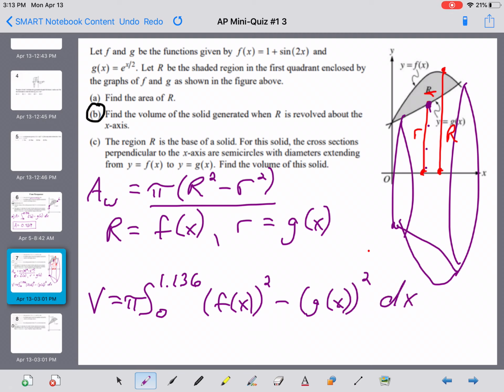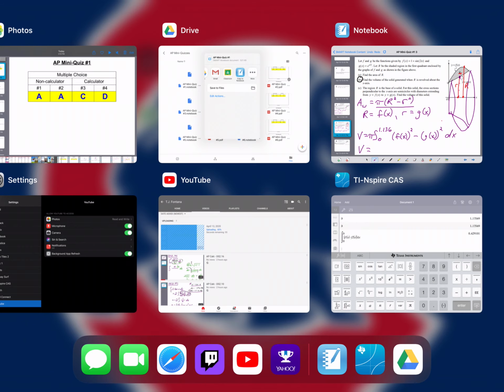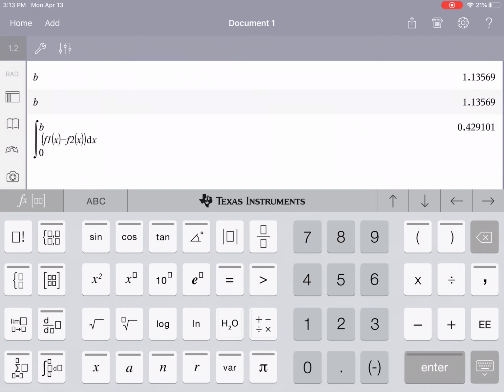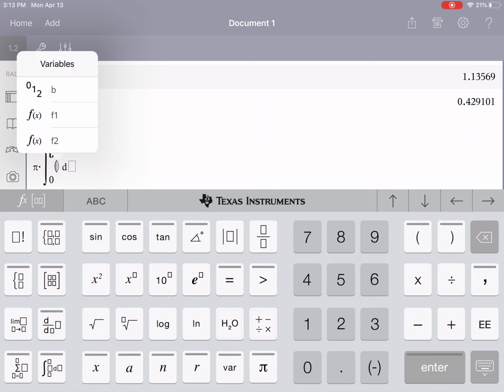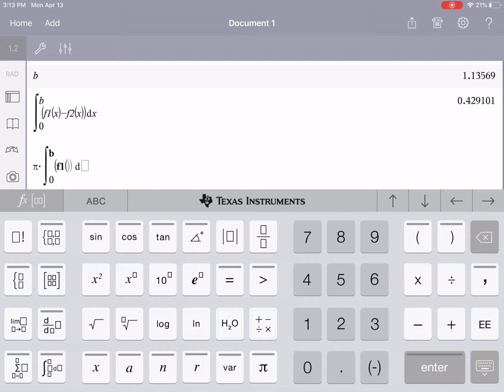So let's go back to the iPad Inspire app right here and see if I can get this to work out. So we were going to begin this thing with a pi. We were going to multiply that by a definite integral that went from 0 to b, so hopefully that'll come up as bold again, and it did. Good. And now from there, our integrand, I learned a little shortcut for how to do this. We want to do f1 of x, and we want to square that. So in parentheses, I'm going to hit this variable button and go, oh, there was b there as well.